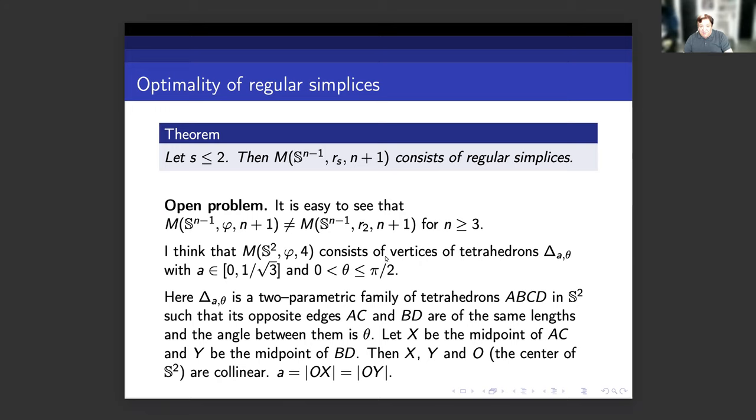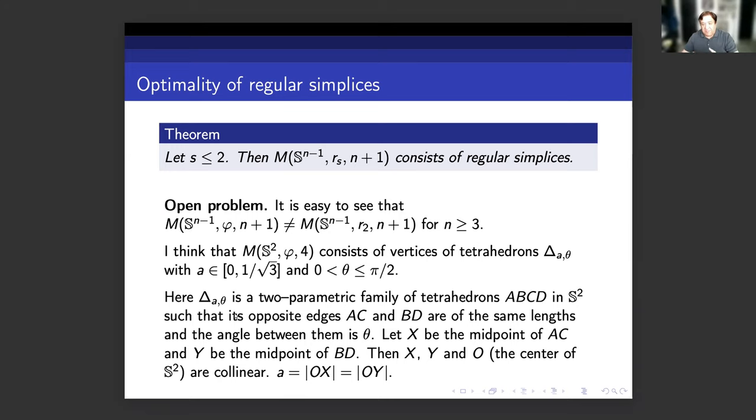I have a conjecture. It is definitely not like this answer, because it's easy to show, even for n greater or equal to 3, that not all are regular simplexes in some family. Let me skip these details. This paper is published, you can look on arXiv, in the SIAM Journal on Discrete Mathematics. So there is just some conjecture.